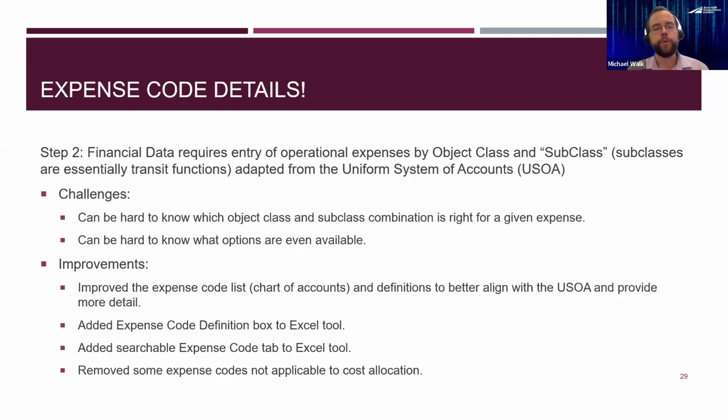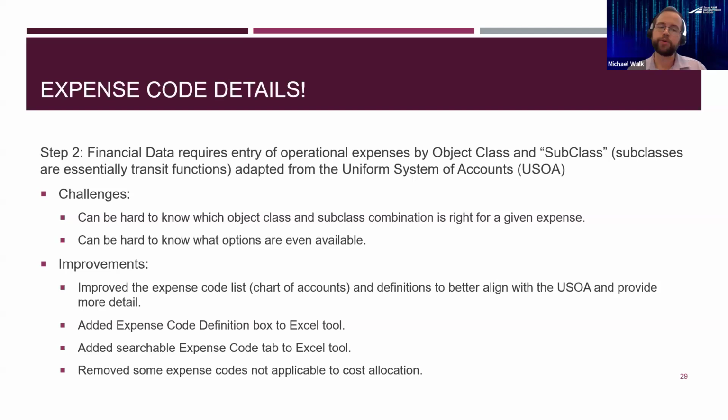And plus, because there's so many options, it's hard to know even what options are available to me as a user. So what we did is that we created an expense code list, and we built better definitions. And this expense code list is actually in both calculators. You can view the whole list of possible expense codes to help you make a decision about how to classify your expenses. We also, in the Excel tool in particular, added an expense code definition box to the Excel tool, so you can see the definition of the code that you've picked.